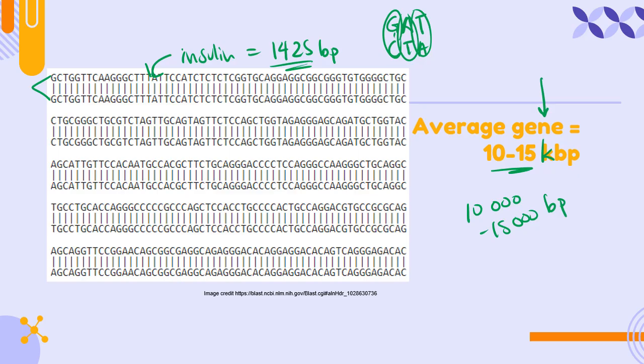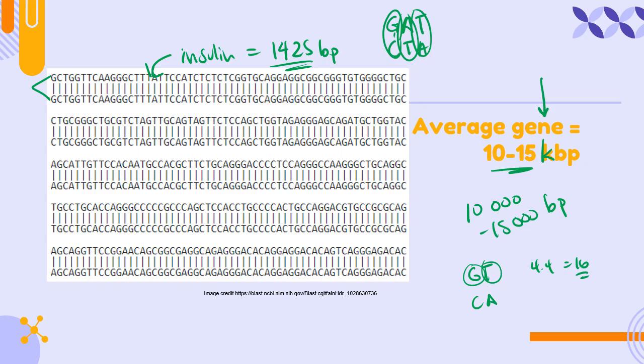So that would be, I could pick G and then T, or I could pick C and then A, or I could pick whatever. I have 4 options here. So 4 times 4 is 16. 16 different combinations of just 2 base pairs.